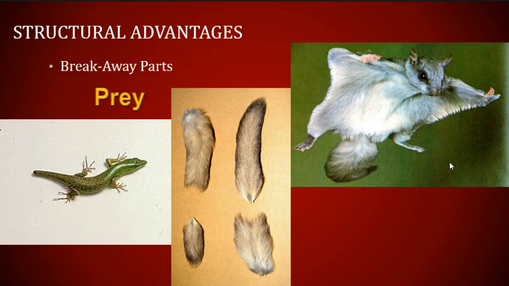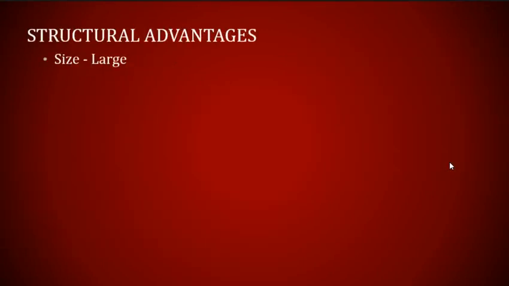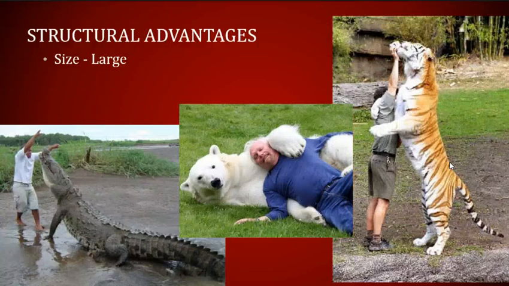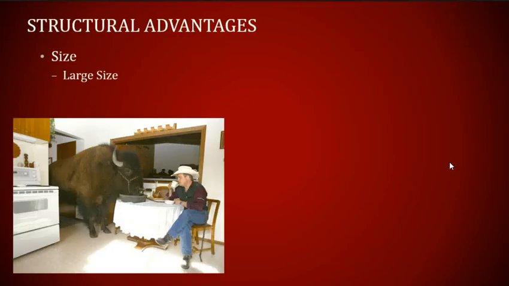You can just run off, leaving your tail behind. Now, one of the other things you might want to consider is size. Size can be a huge advantage. Maybe you would like to be big enough to eat everything, if you are a predator. If you are prey, perhaps you would like to be too big to be eaten.